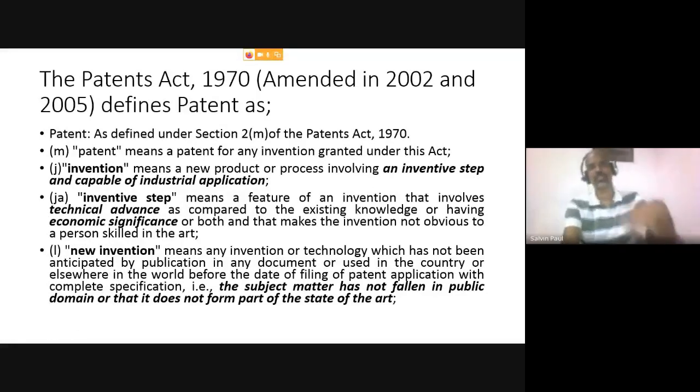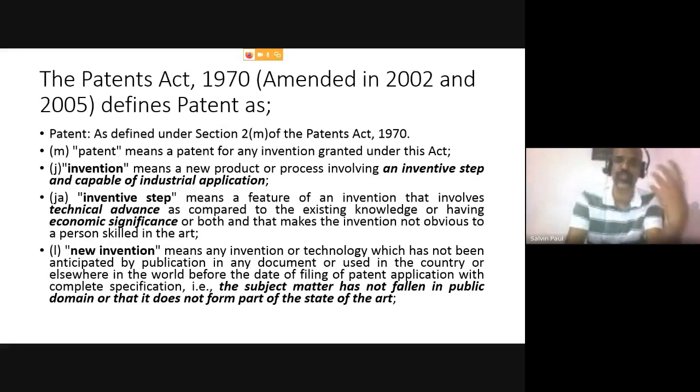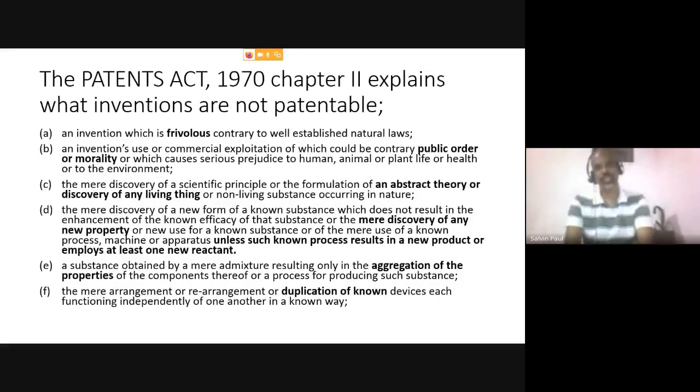It's visible. So the last slide I was speaking about invention, inventive step and the new inventions. The most important part in this slide is that an invention should be capable of industrial application and it should not be part of the public domain. Now, the Patent Act 1970, Chapter 2 explains what inventions are not patentable. Any kind of frivolous invention that is not economically viable or very silly cannot be patented. Any invention that causes public disorder or violates morality cannot be patented. An abstract theory or a discovery of any living thing cannot be patented.